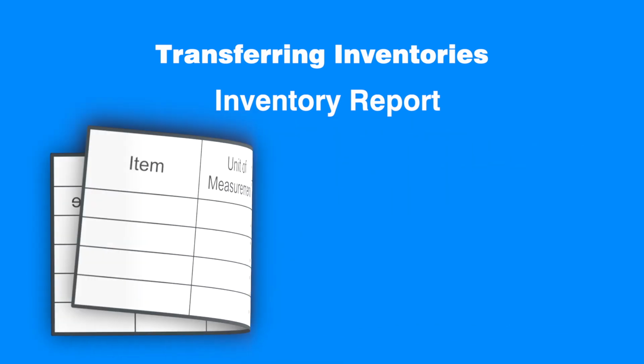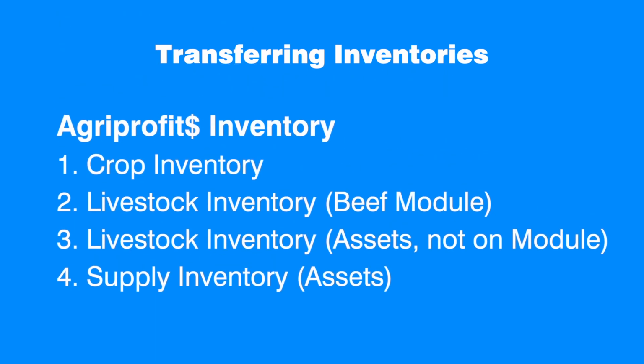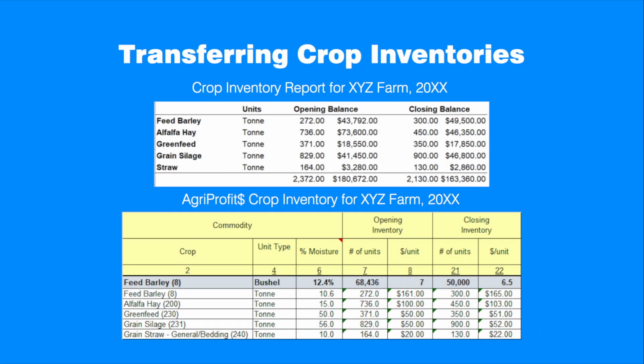AgriProfits captures inventory data into 4 different tables: crop inventory, livestock inventory for the beef module, livestock inventory not included in the beef module, and production supply inventory. It is advisable to follow this structure to make sure all data is transferred and there is no double counting. In the example, the producer transfers inventory of different types of crops, opening and closing balances, to the corresponding items of the AgriProfits crop inventory table.